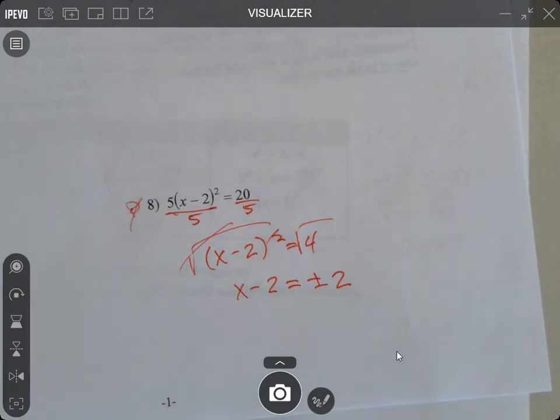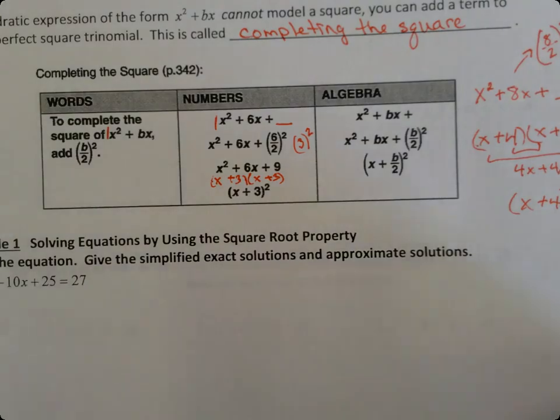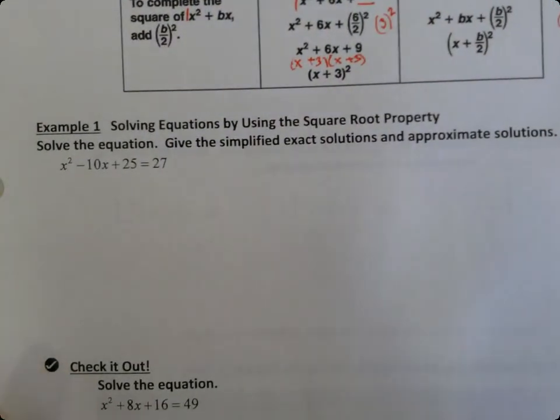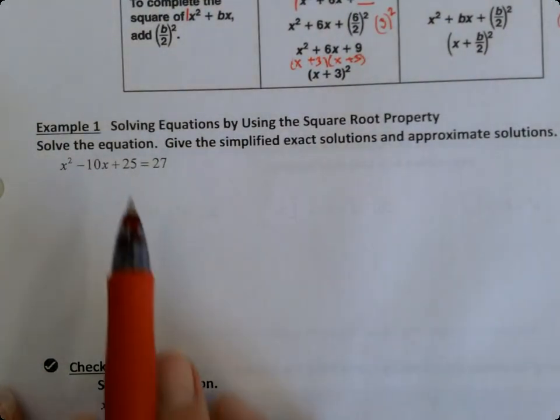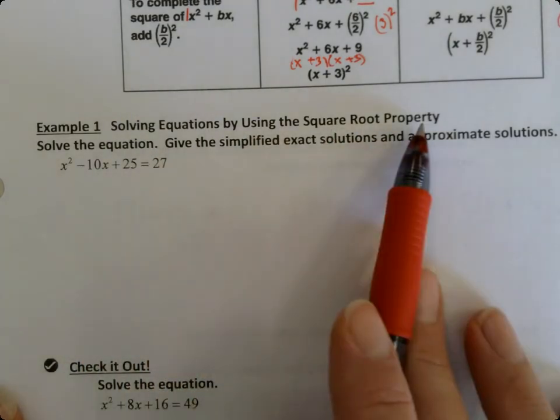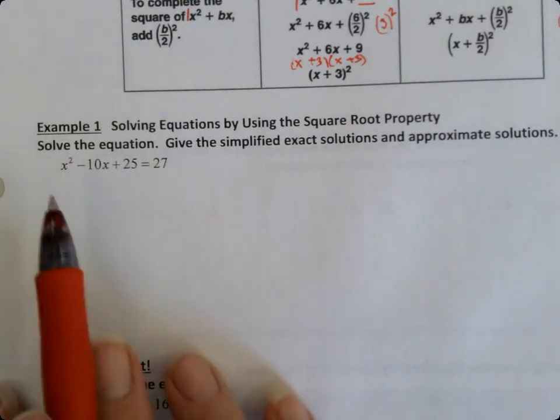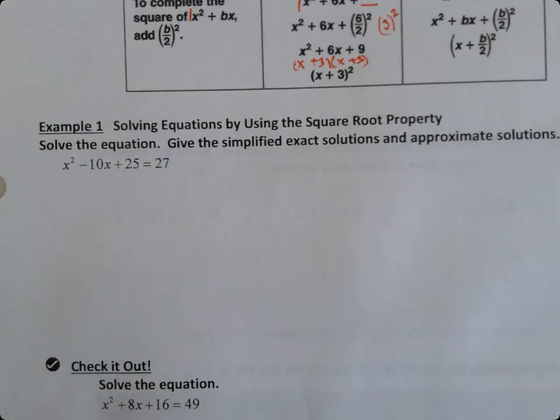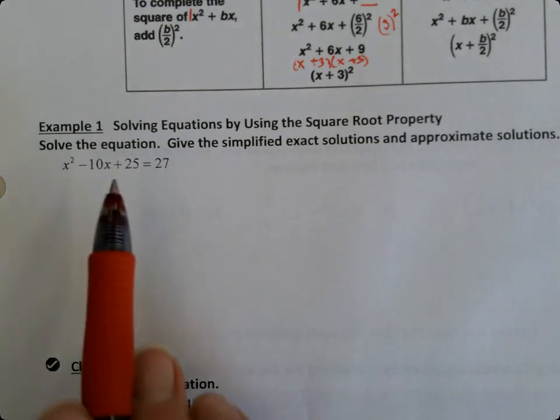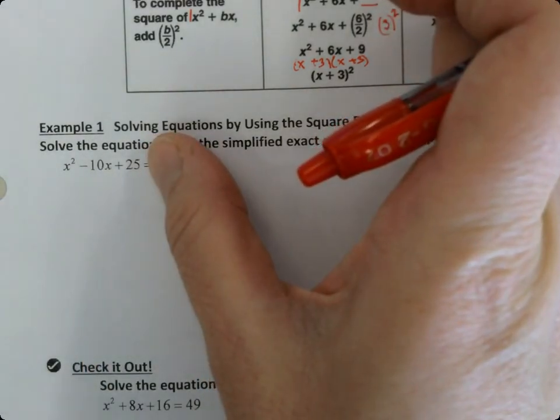Let me get rid of this. Now, this first problem is a little bit different. We're introducing this idea. So it says solving equations by using the square root property. So I'm not completing the square. I am using this to show you what's going to happen. All right, so our problems are not going to look like this. This already is a perfect square.